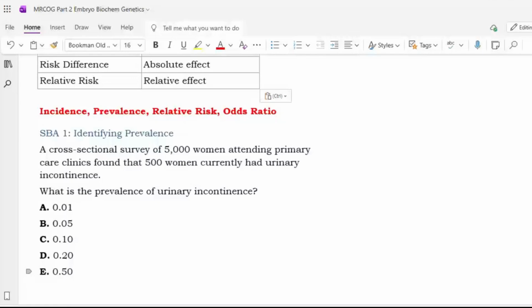A cross-sectional survey of 5,000 women attending a primary care clinic found that 500 women currently had urinary incontinence. What is the prevalence of urinary incontinence? A 0.01, B 0.05, C 0.10, D 0.20, and E 0.50.